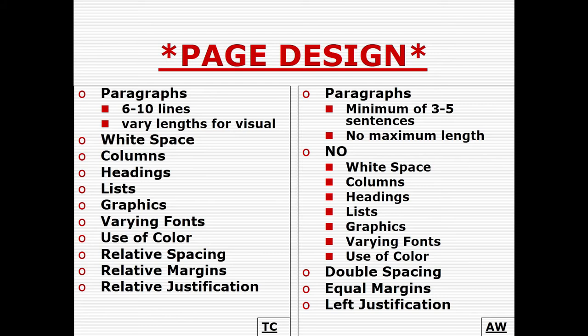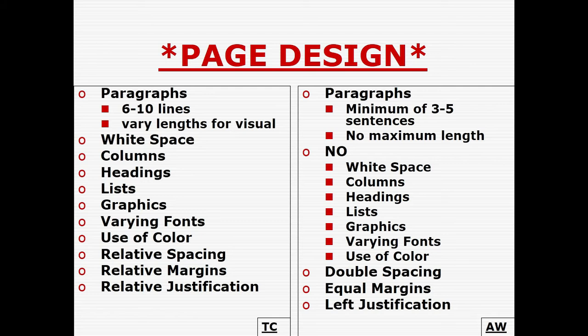Usually for technical writing, this is more on the design and format. Let's see. In technical writing, you use paragraphs of six to ten lines, with varying lengths for visual white space. You have columns, headings, lists, graphics, varying fonts, use of color, relative spacing, margins, and justification. Those are the formats for technical writing.